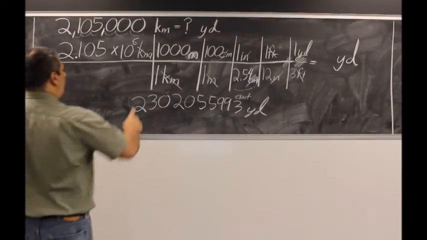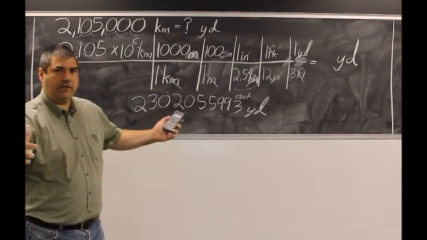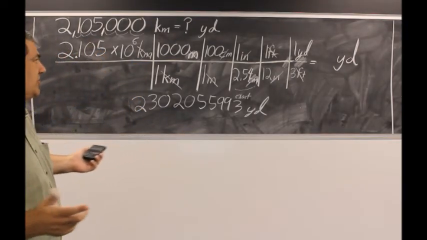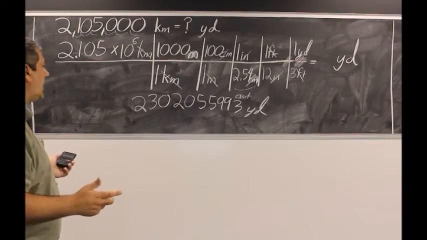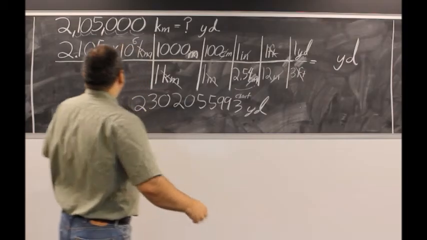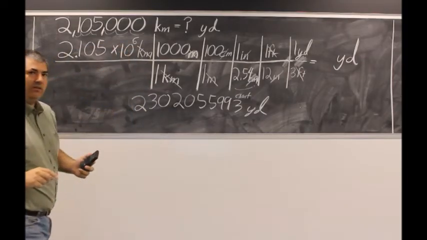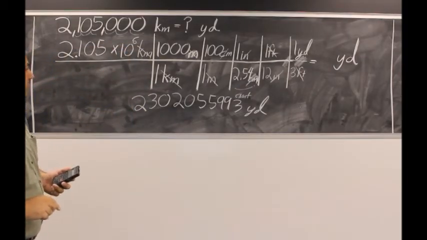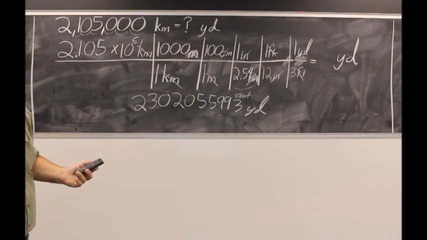First, does that make sense? Well, kilometers are very large, right? We measure distances that cars travel in kilometers. A yard is about that big. So if I have 10 to the 6th kilometers, well, I should have a large number of yards.